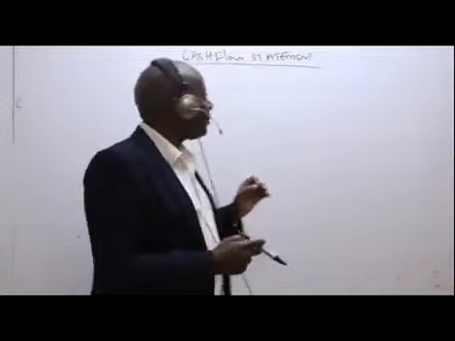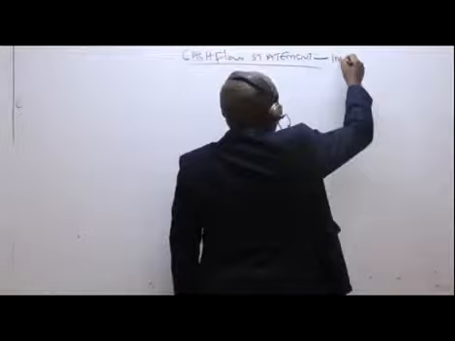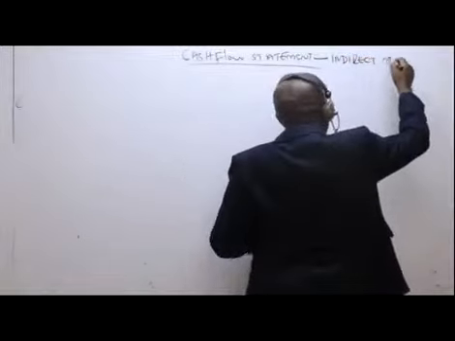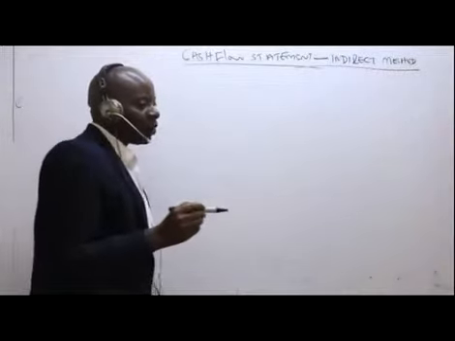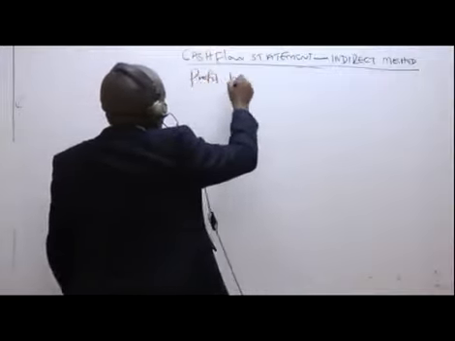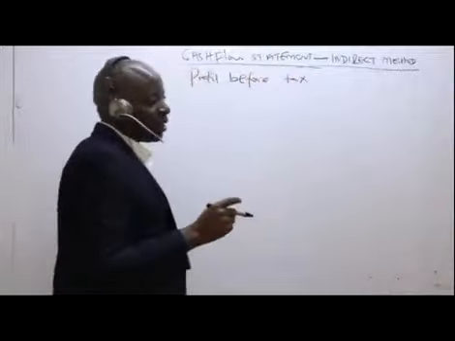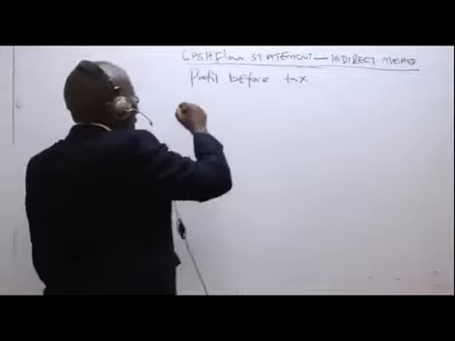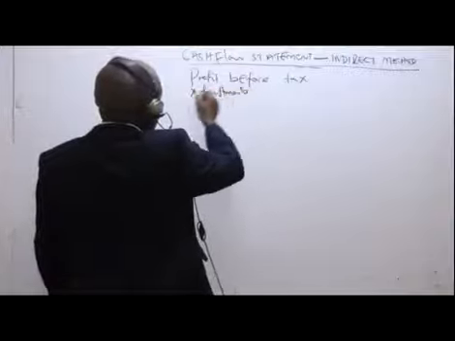And if it's the indirect method that you want to use, this is how you shall start your statement. In the indirect method, we always start with the profit before tax. Profit before tax, always. And then you shall come here and do some adjustments.